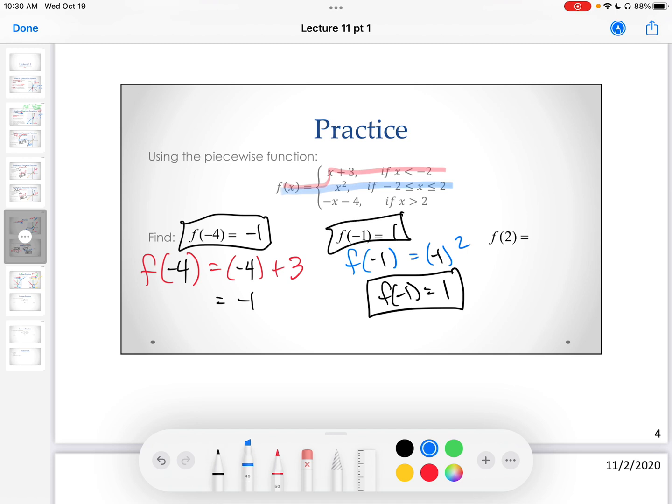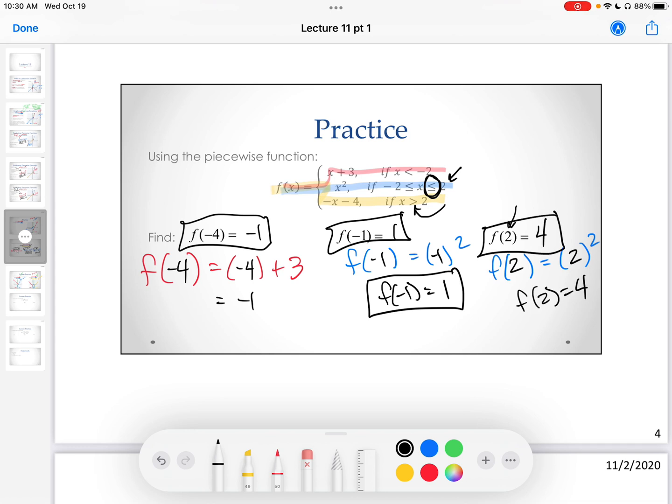And then our last one we have is f of 2. So our x equals 2. I'm going to assume that we're going to use this bottom one, the yellow one. And you guys should be looking at me and saying, no, because x equals 2, and the yellow one is x greater than 2. Notice the blue one is the one that is including 2. So we're actually going to be using our blue function again. f of 2 equals 2 squared. So f of 2 equals 4. So we actually never even used our yellow function there. Well, that's kind of silly.